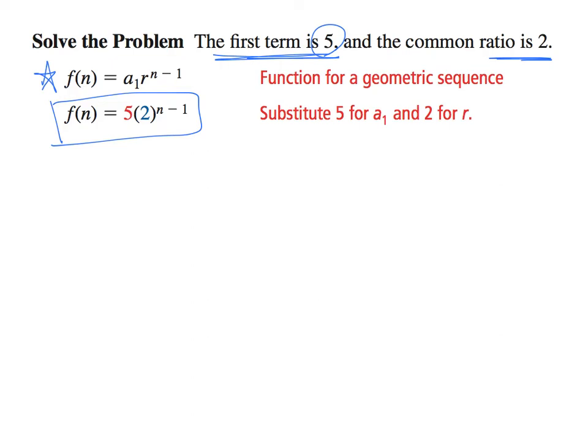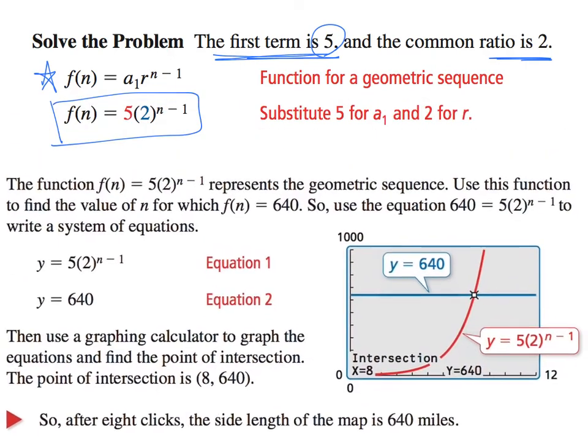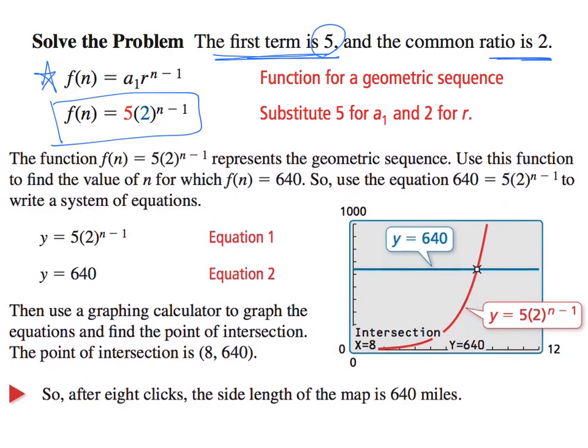So let's solve it. I'm trying to find it here. Let me find it. Solving it would look like this. Found it. All right, so here we go. There's a lot of work here. This is the function. It represents the geometric sequence. So I'm going to solve it by graphing. Use this function to find the value of n for which f of n equals 640. So all I do is plug it in. Bam. I want it to be 640. I plugged it in right here for f of n.